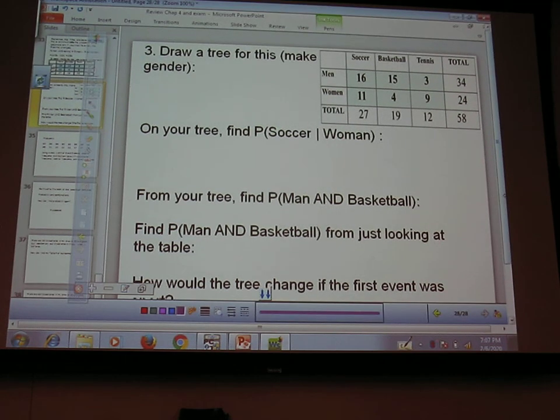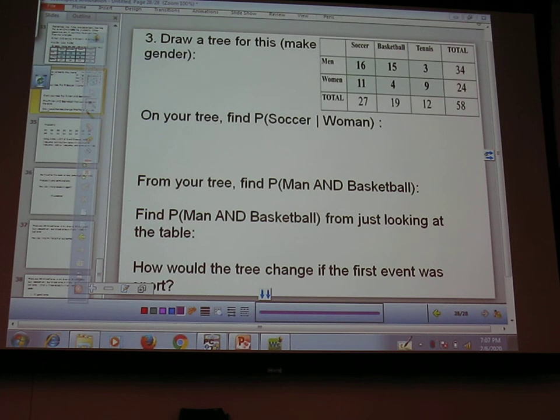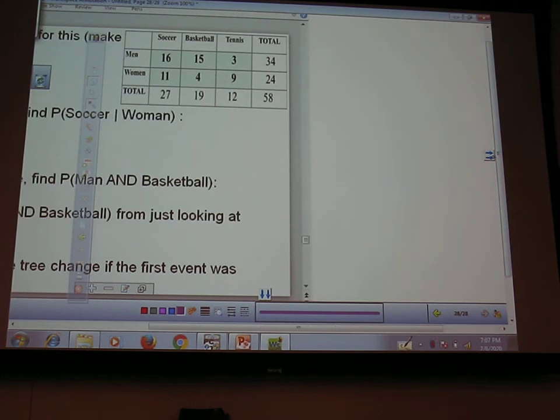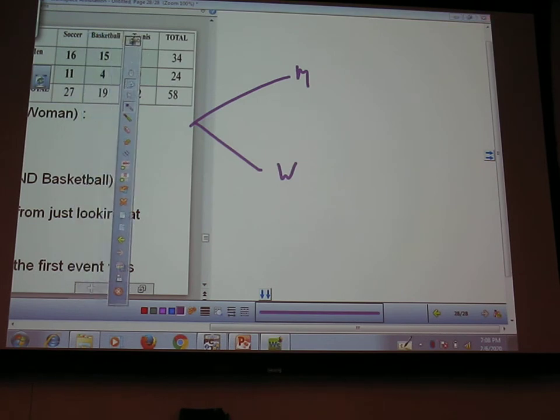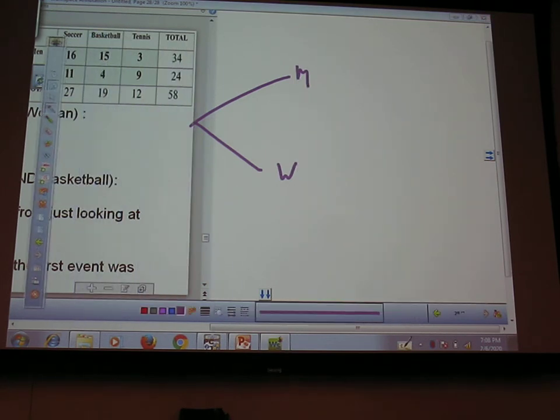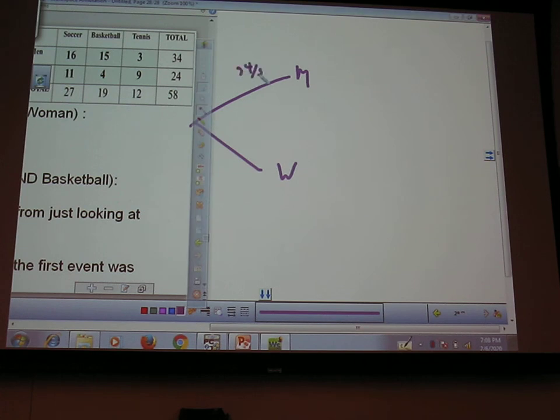The first event is gender. So let's see, let me get my tree. We've got men and women. And then what's the probability that we pick a guy? 34 out of 58. Probably pick a woman, 24 out of 58.